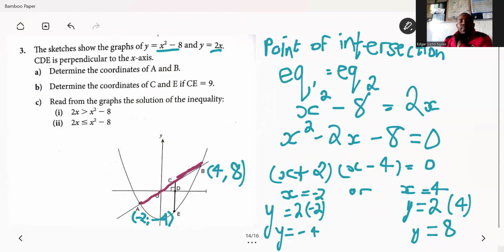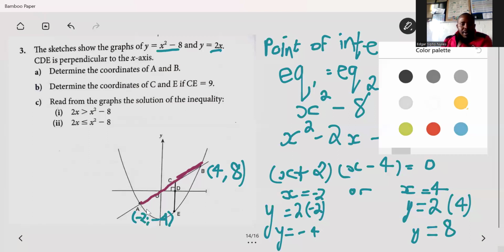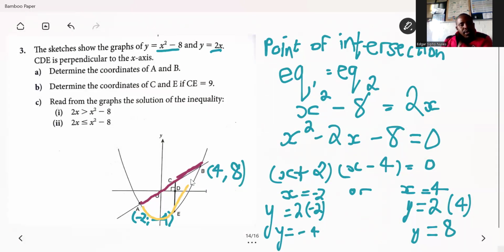Straight line here is in purple. And then the parabola, I'm going to highlight in yellow in this region. You see that the straight line is actually appearing above, and then the parabola is appearing below. So between A and B.